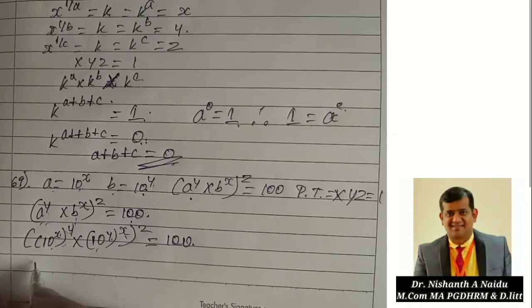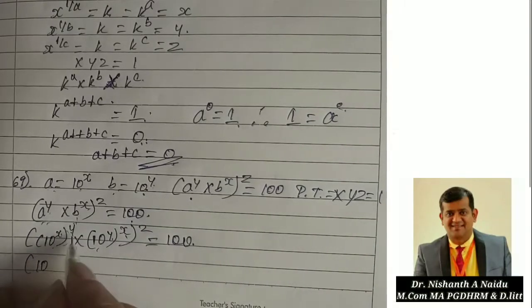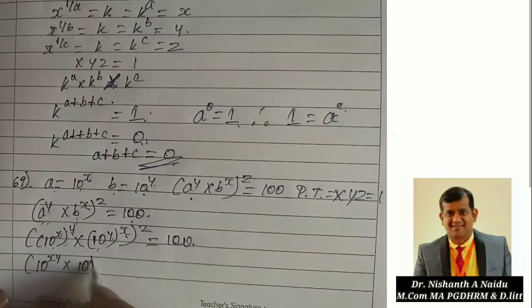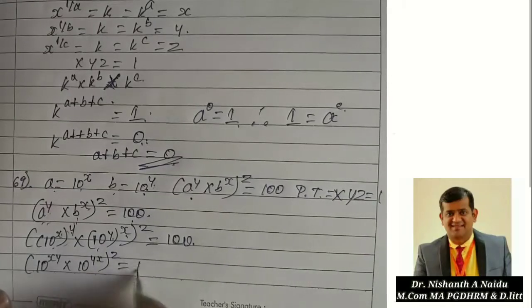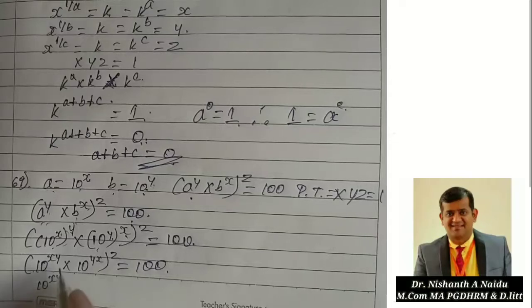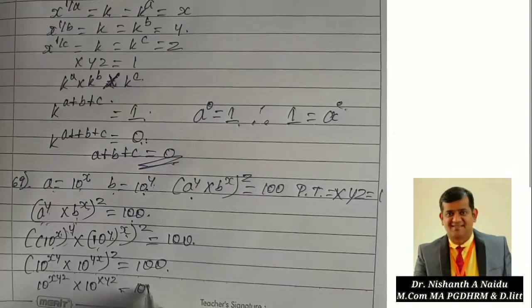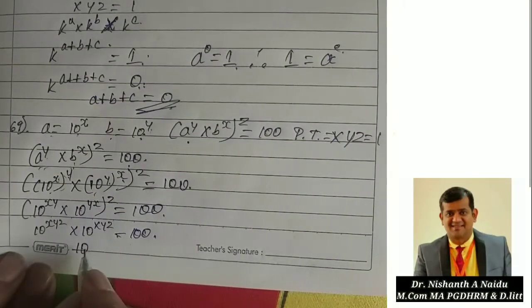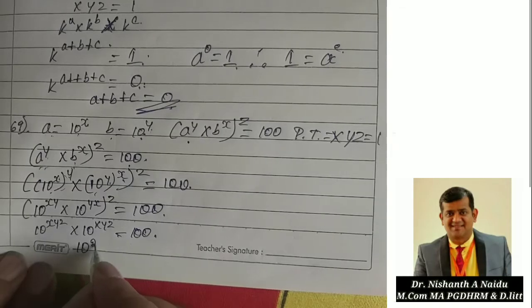Okay. So now in the next equation, that is 10 to the power of xy, into 10 to the power of yx, whole power z equals 100. Clear? So now 10 to the power of xyz into 10 to the power of yxz, that is xyz, equals 100. So now let us convert to the next level: 10 to the power of 2xyz.